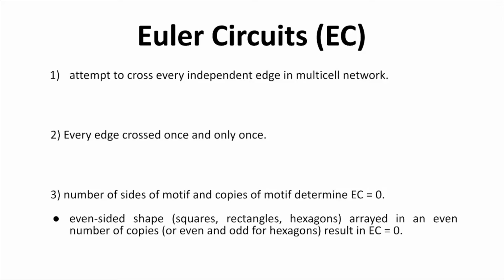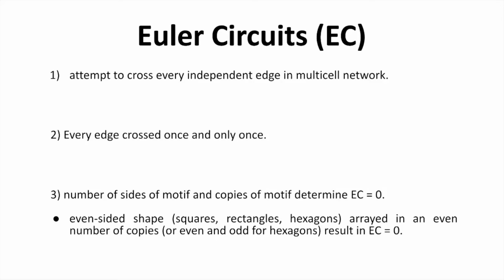But we're going to evaluate something called an Euler circuit. An Euler circuit is a set of edges that exist in a network. It's the idea that we're going to cross every independent edge in a multi-cell network once and only once. We can start off by crossing each edge, but we can only cross each edge once and only once. If we cross an edge twice, or if we fail to cross an edge within our network, then that network is considered to be an incomplete Euler circuit. If we can meet these criteria, then it's a complete Euler circuit. And there are a number of consequences to that.